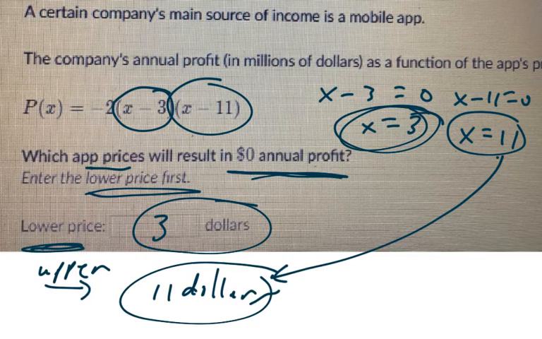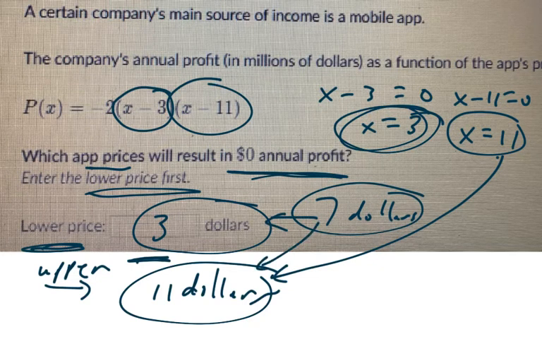The maximum price, by the way, guys, is right in the middle between these two. So if we sold it for $7, does everyone agree 7's between 3 and 11 perfectly? That's where we get maximum profit. Okay? But anyways, our answers were 3 and 11.